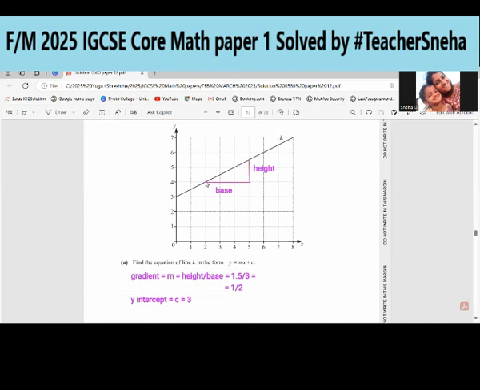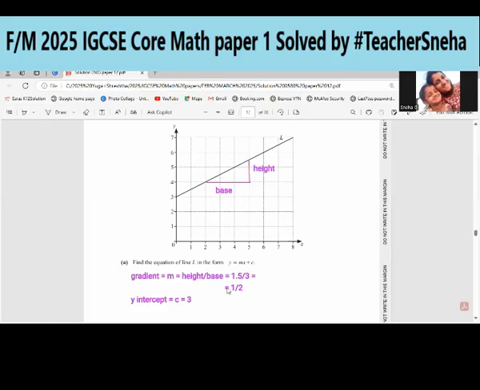So what I do here is take 2 points on the line and join them to form a right angle triangle. Then the vertical line is the height and the horizontal line is the base. So we take the gradient of this line by using the formula height upon base. Height here, you can see there are 1.5 boxes up and the base is 3. So 1.5 divided by 3, and if I simplify this fraction, I get an answer as 1 upon 2.